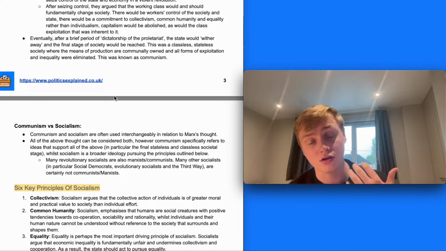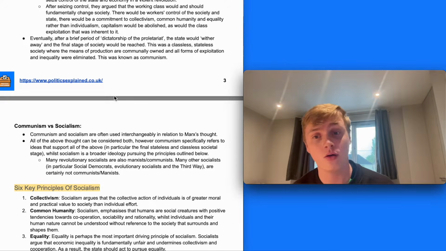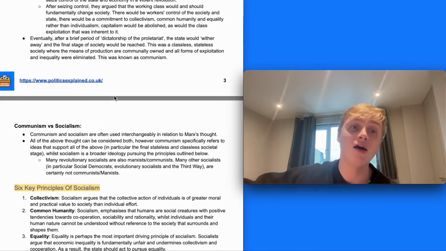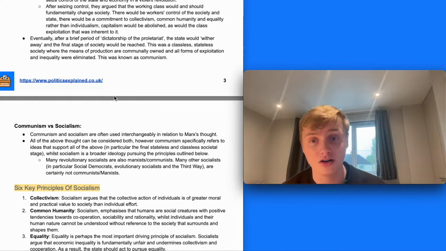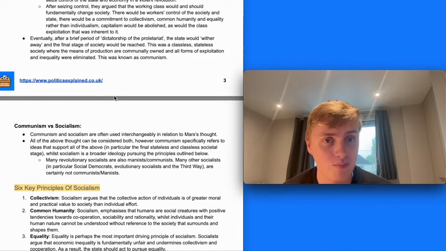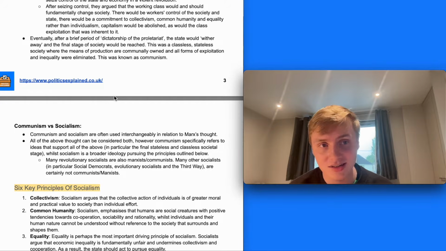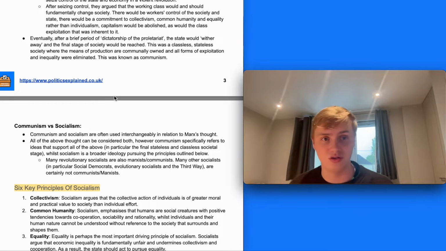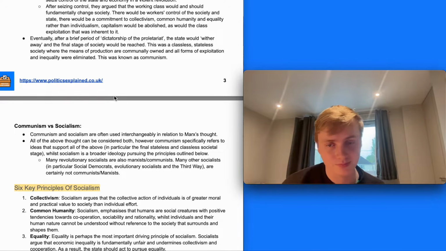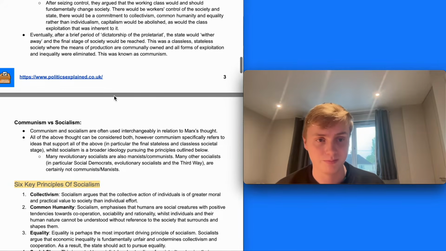So they believed that the working class would take control, and should take control, in a violent revolution. And after this brief period of a dictatorship of the proletariat, where the working class are in charge of the state and there's complete workers' control, they ultimately believed that the state would wither away and the final stage of society would be reached. And this is a communist society. In this society, they believed it would be classless, stateless, and the means of production would be communally owned by everyone. And all forms of exploitation and inequality would be eliminated. As I said, this is known as communism.